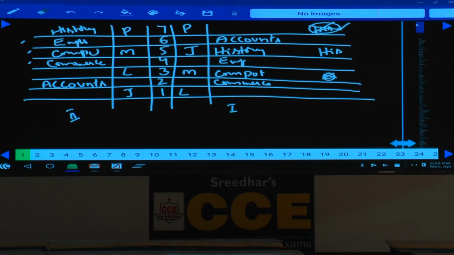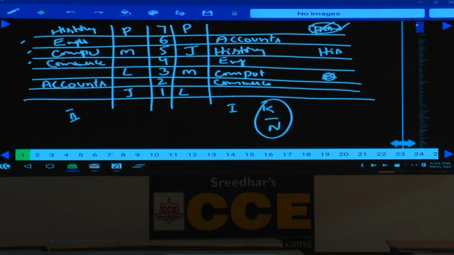Only one person lives between K and N, and K lives on one of the floors above N. Now in the first case, K can be either on the 6th floor or on the 4th floor, isn't it? K and N. And K lives on one of the floors above N.